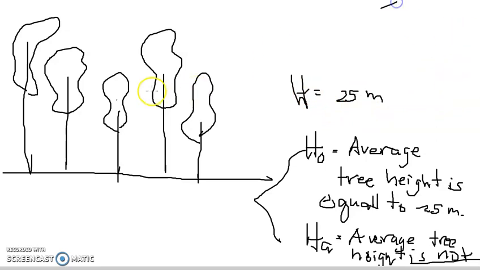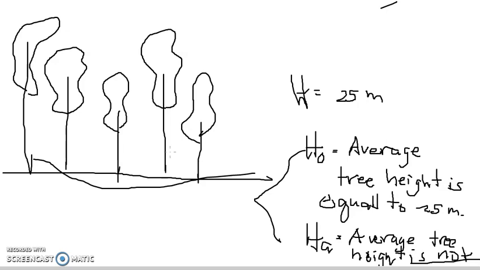Sa atong forest stand dire, now we have 5 tree species in the forest stand. Now you make your assumption, di ba? Hypothesis is an educated guess. We make the assumption that the average height of all those trees, the 5 trees, is equal to 25 meters.